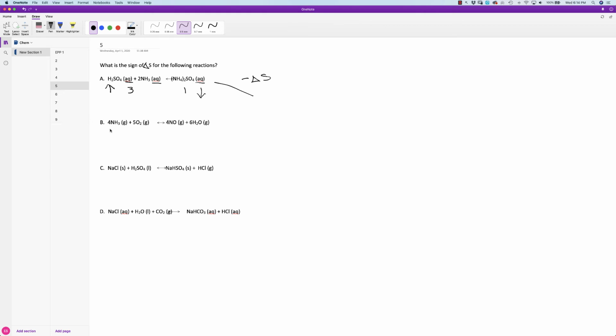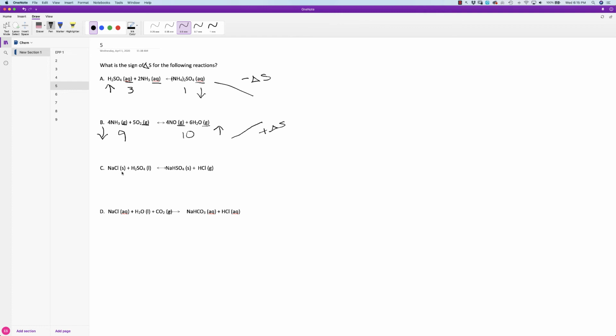Okay, let's look at B. Here we have a gas, and look, they're all gases. So again, we have to take the moles into account. There's 4, there's 5, so there's 9 moles of gas over here. There's 4 and 6, there are 10 moles of gas over here. So we're going from an area of relatively lower entropy to an area of higher entropy. So this is uphill, so that means that you're going to have a positive entropy.